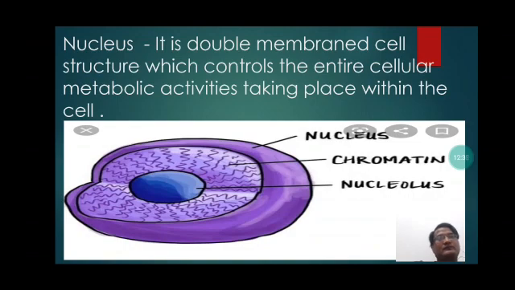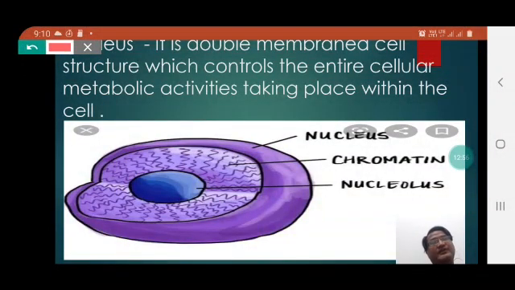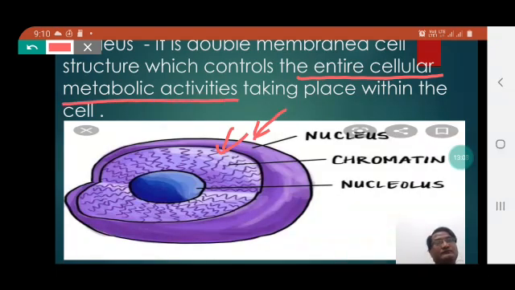Nucleus. It is a double membrane cell structure which controls the entire cellular metabolic activities taking place within the cell. So students, you can find the two membranes enveloping the nucleus, which controls the entire cellular metabolic activities. Students, because the nucleus controls the entire metabolic activities inside the cell, the nucleus is also called the controlling authority of the cell.